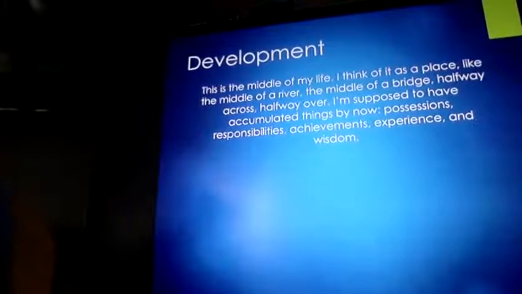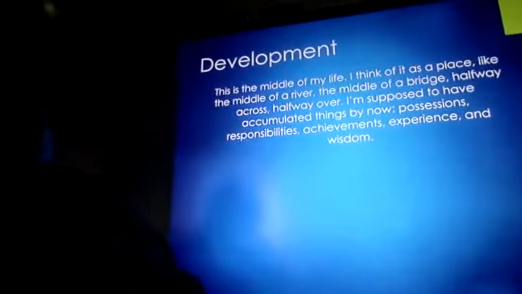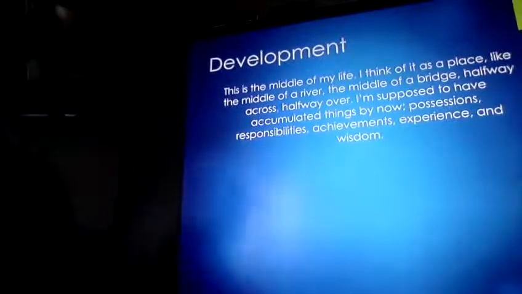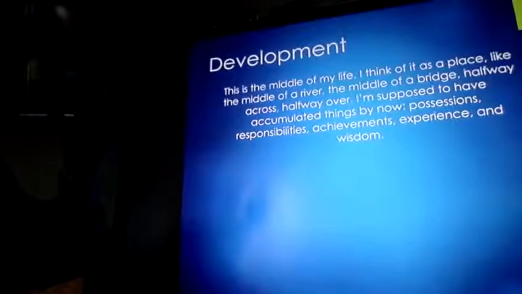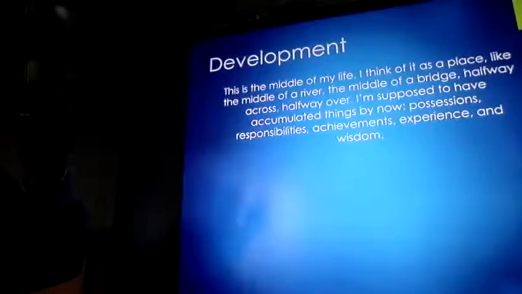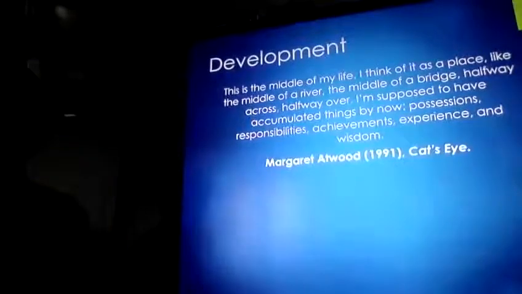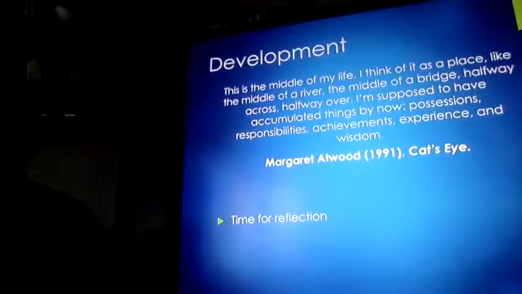So it does start out with a nice poem that says, "This is the middle of my life. I think of it as a place like the middle of a river, the middle of a bridge, halfway across, halfway over. I'm supposed to have accumulated things by now, possessions and responsibilities and achievements and experience and wisdom." And that one was from Margaret Atwood, and she wrote it in '91 in Cat's Eye. So really, this can start as immediately as your senior year or after college.